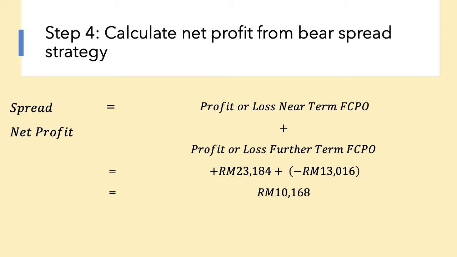The last step, which is step number 4, you need to calculate net profit from bear spread strategy. So profit or loss near term FCPO plus profit or loss further term FCPO. For near term, in this case is June contract, you get 23,184 ringgit positive, cash inflow. For further term futures, you make a loss of 13,016. So cash outflow because it is a loss. You sum up, total net profit you get is 10,168 ringgit.